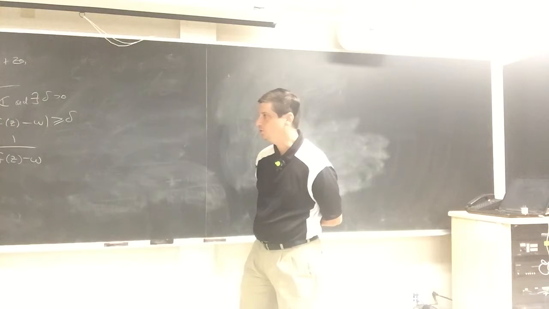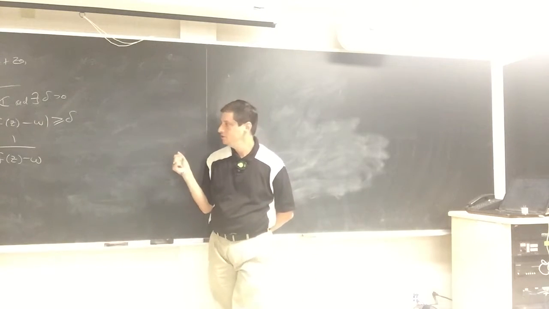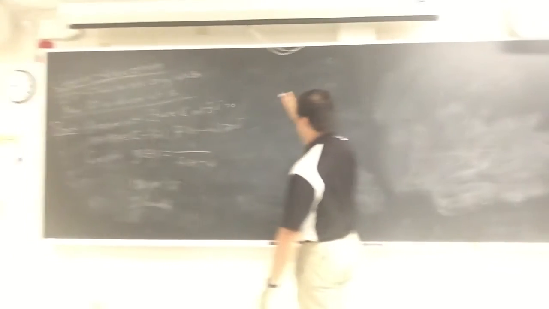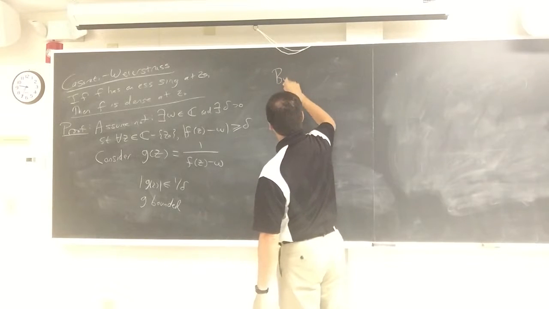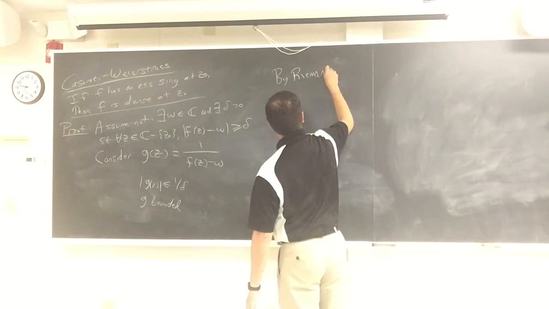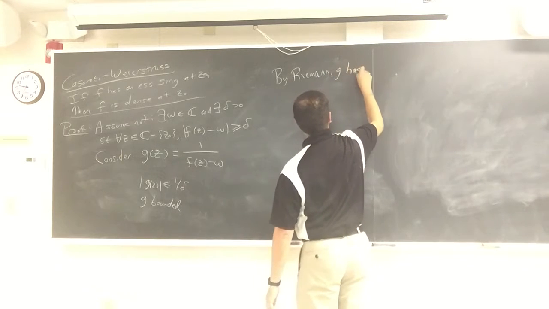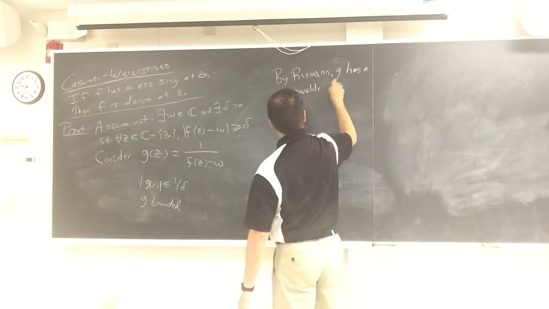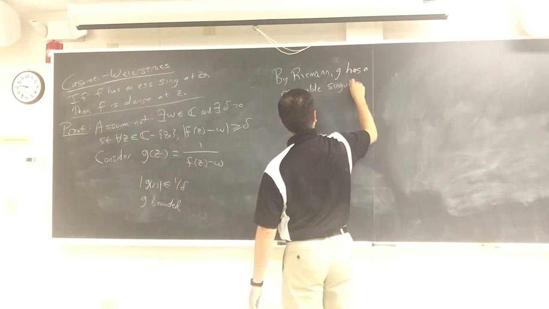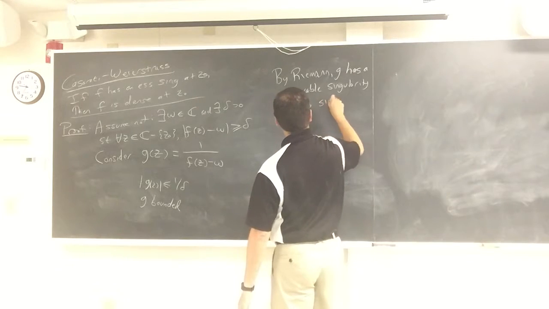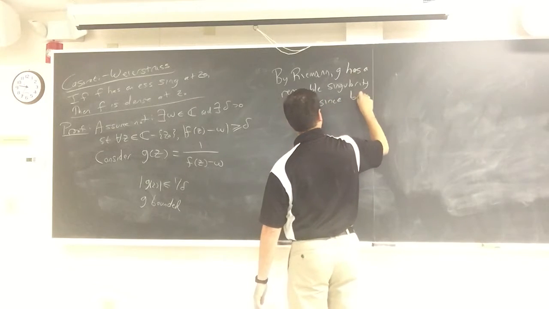Well, we've just shown that the function g is bounded. It's fine everywhere except at z naught. By Riemann's theorem, g has a removable singularity at z naught since it's bounded.